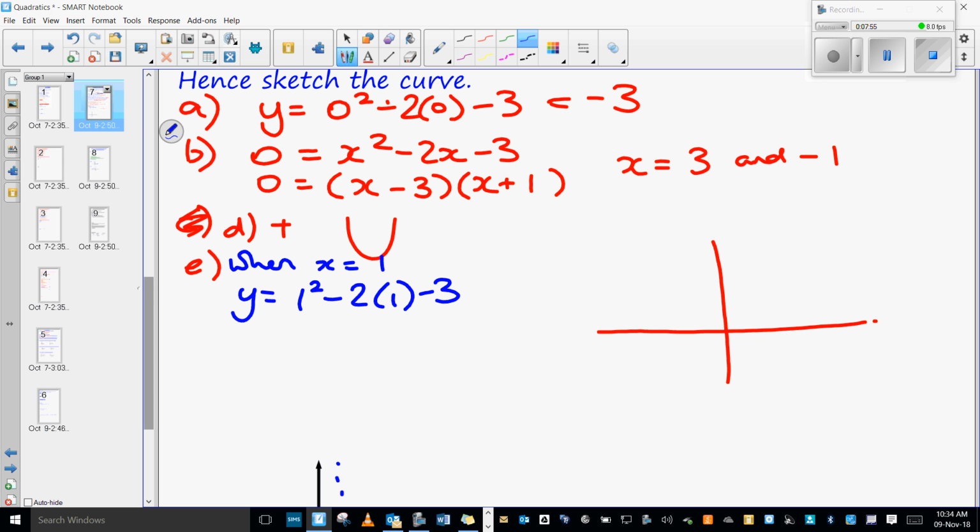So that's 1 subtract 2 subtract 3, which is 1 minus 2 is minus 1. 1 minus 1?